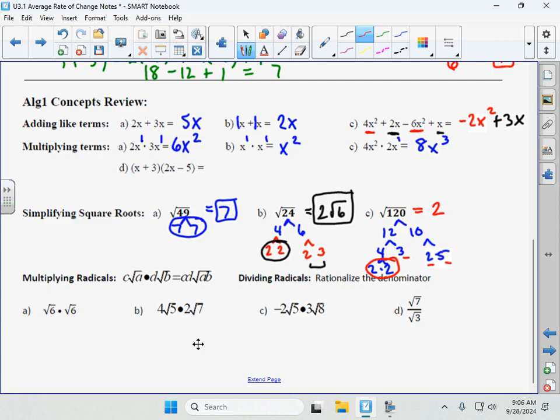So the 2's coming out. And then I'm just going to multiply what's left over. So 3 times 2 is 6, 6 times 5 is 30. And that'll stay inside the radical. All right, so 2 radical 30.